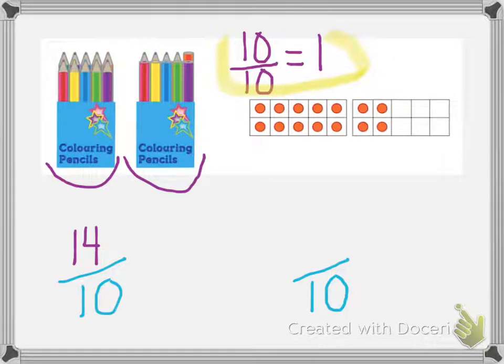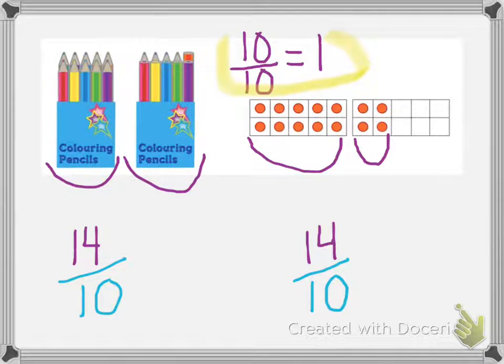Over in the 10 frame picture, we see that there are 10 dots colored in the first 10 frame, and there are 4 dots in the second one. Again, 10 plus 4 is 14, so we say 14 tenths are colored. Now, 14 tenths has a whole in it, because remember, 10 tenths is equal to 1 whole.